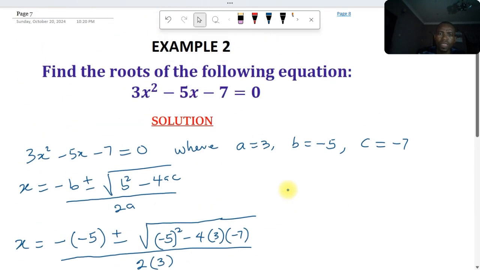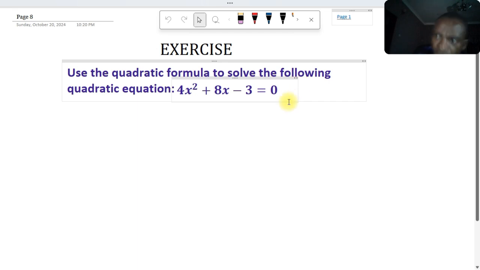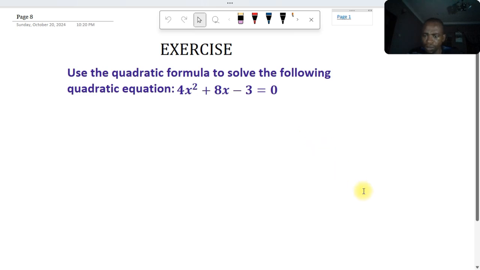Alright, so as we round up, I left an exercise for you to practice with. Just practice with this to confirm whether you have understood what we have done or not. If you have any comments or any issue, let me know. I will try my best to address it.